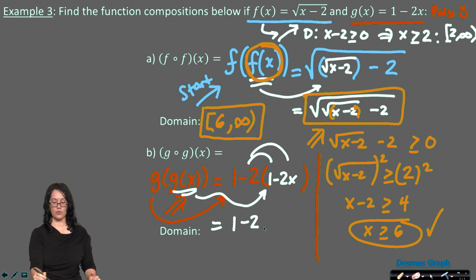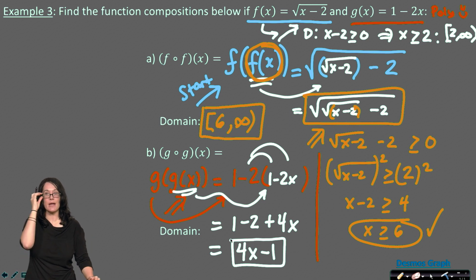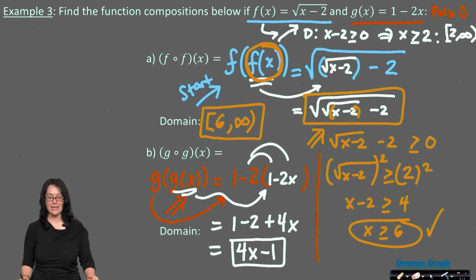1 minus 2 copies of 1. Minus 2 times negative 2x is positive 4x. And if we wrote this in descending order, which is typically how we write polynomials, I would have positive 4x subtract 1, or negative 1 plus 4x, same thing. So we ended up with a new linear function. And that is pretty common. If you put a line into a line, you get another line.